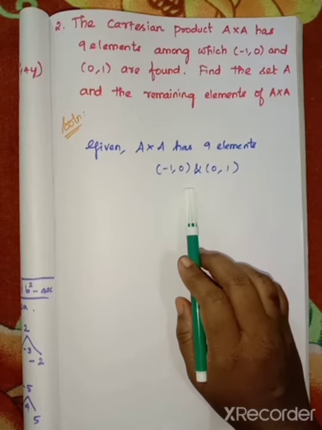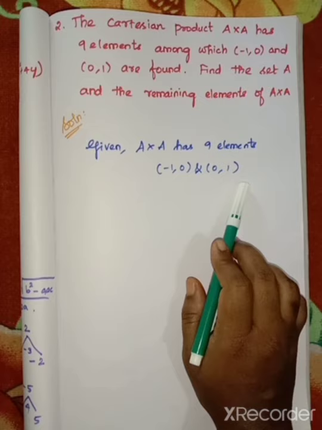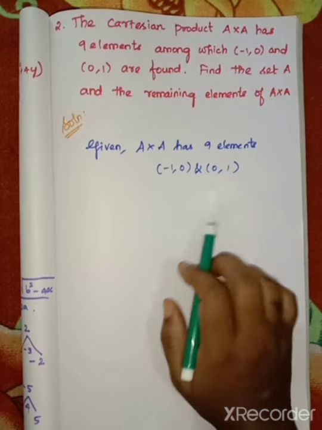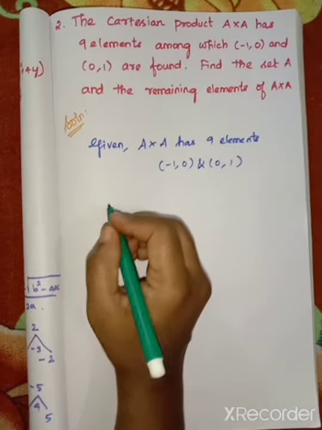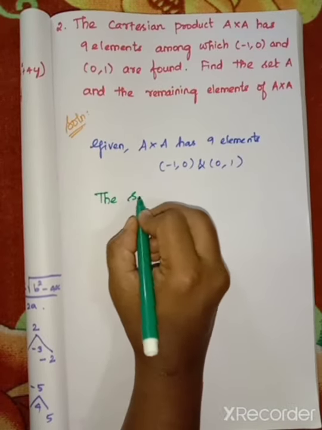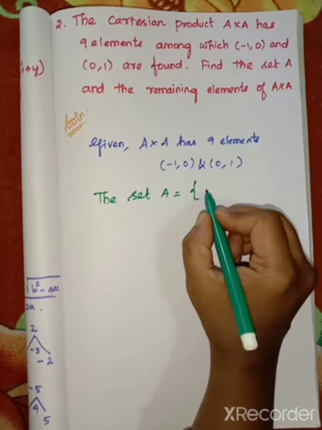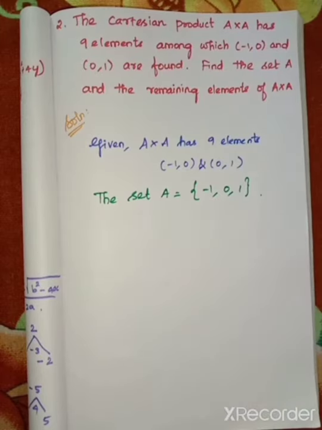But both are the A set. So here we have the 4 numbers, that is minus 1, 0, 0, 1. The repeated one is 0, so we write it only one time. So the set A is equal to the set of minus 1, 0, 1. So here we find the set A.